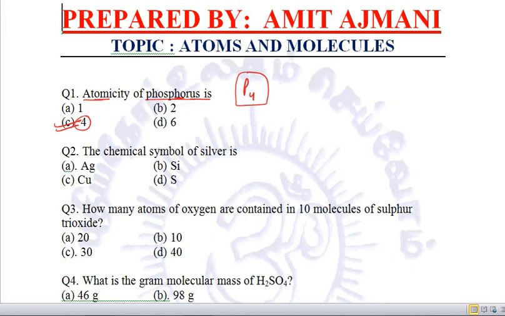Next, the chemical symbol of silver is quite simple. We all know that silver, quite simple question. The symbol is Ag. And from where has this Ag been derived? From its Latin name. What was the Latin name? Argentum. Clear? Coming to the third question now.